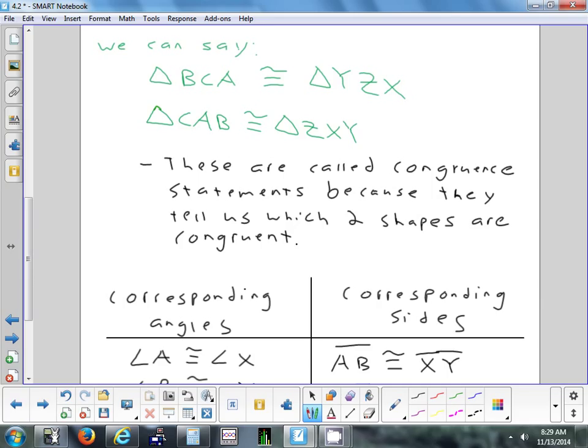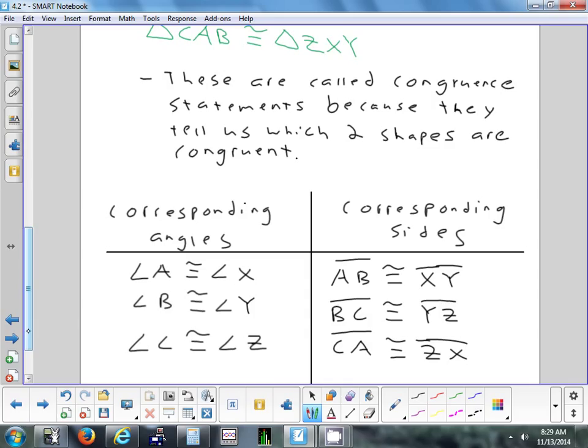Okay, so that's called a congruence statement. Below, I've listed all the angles that are corresponding and all the sides that are corresponding. Angle A corresponds to angle X, angle B corresponds to angle Y, and angle C corresponds to angle Z. And the sides I just went through a second ago.